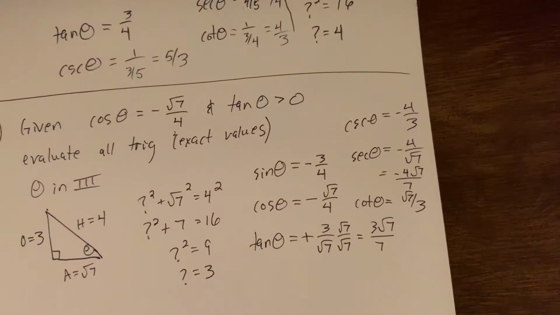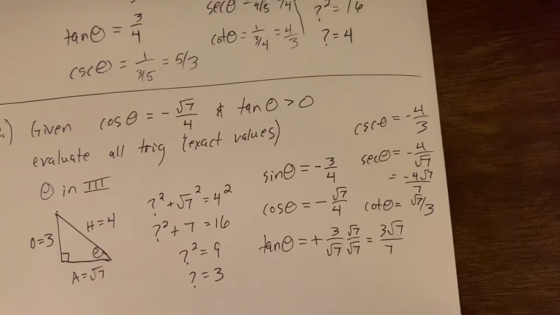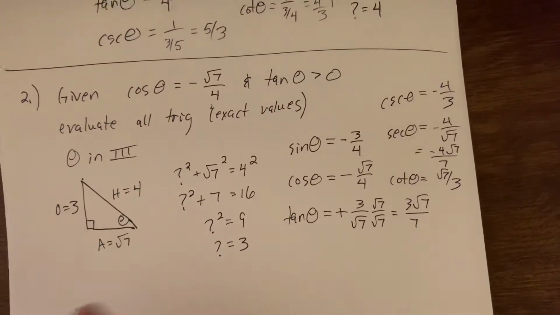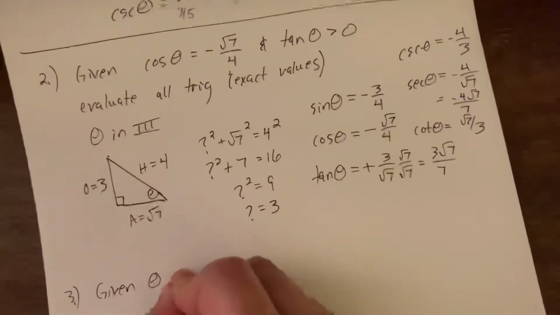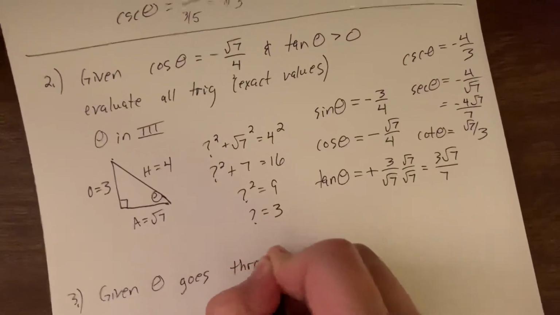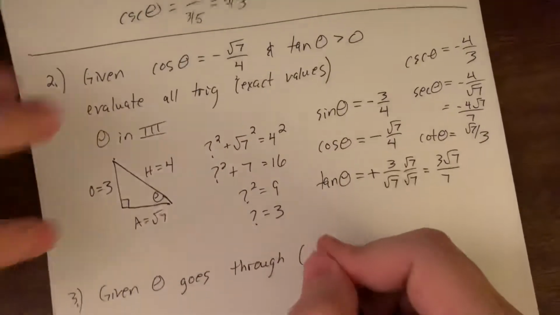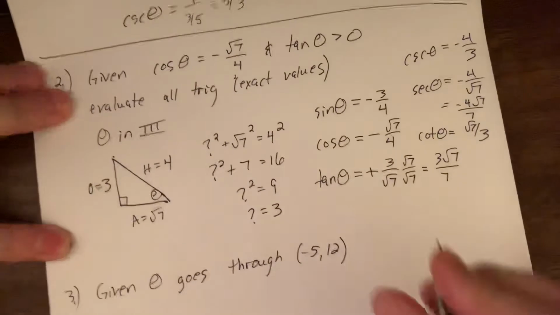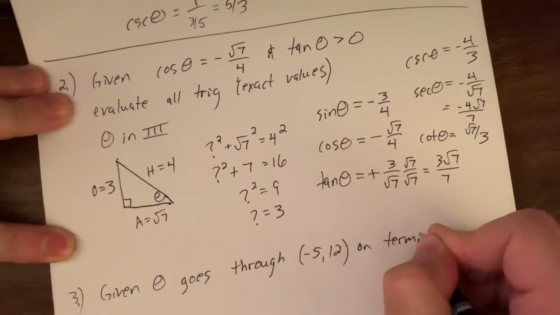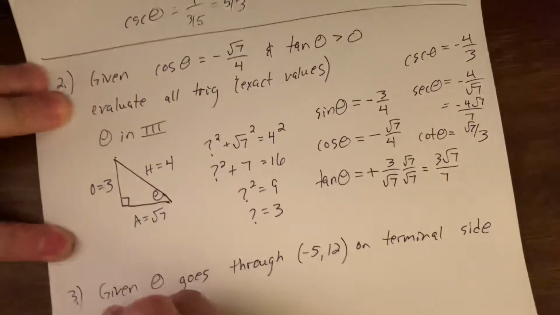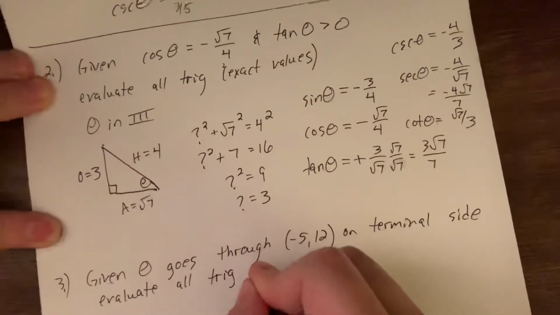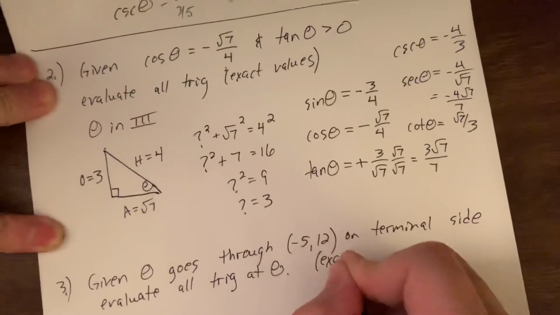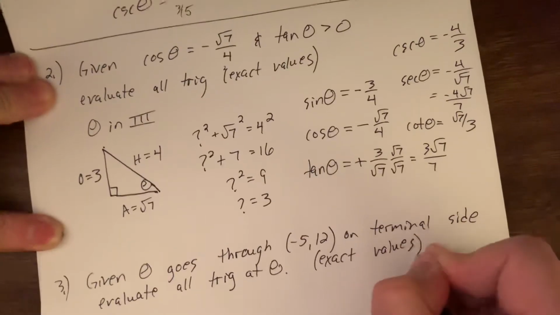Okay. One more problem like this, and then we still have more to cover, but we're getting through just about everything we need from our basic set of problems. So problem number 3, given theta goes through the point -5, 12 on its terminal side, and let's evaluate all the trig at theta. And one more time, exact values.